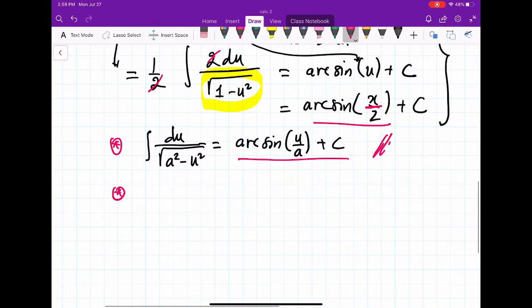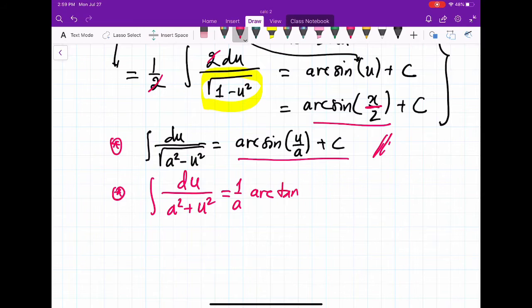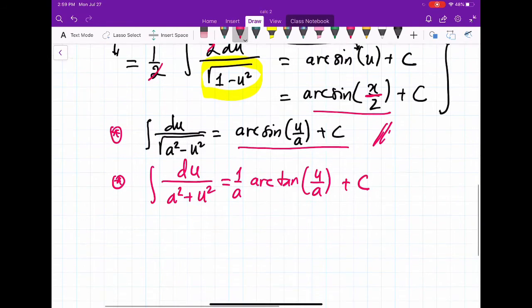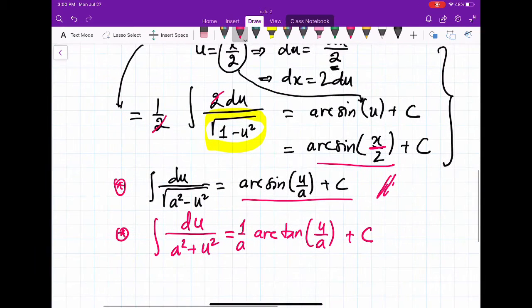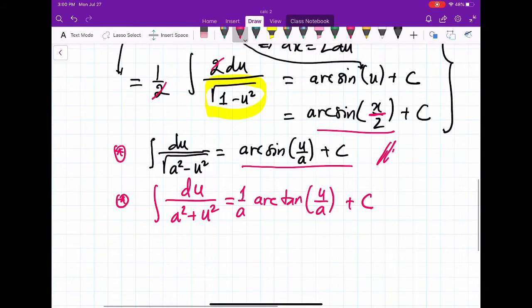Similarly, you have a formula for tangent. du over a squared plus u squared is 1 over a arc tangent of u over a plus c. Okay, it's also easy. It's also easy to prove. You do almost the same thing, just do some substitution, okay?